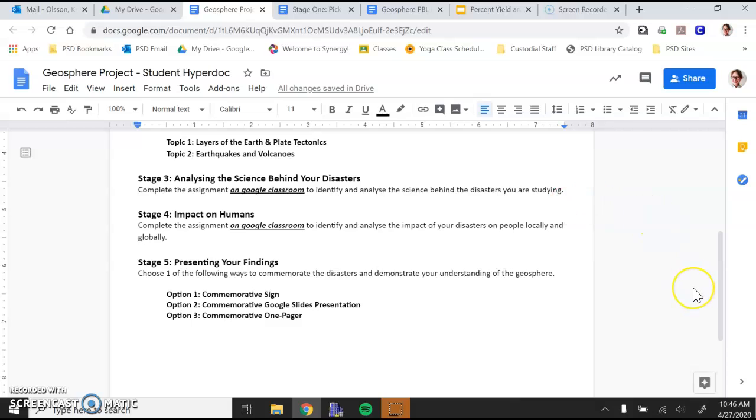The last part of this project, which you will have an entire week for, is to present your findings. So you'll choose one of the following ways to commemorate the disasters and demonstrate your understanding of the geosphere. We're going to use 3 formats that we've already used in this class. The first format is doing a commemorative sign. We did a commemorative sign for the severe weather events in the atmosphere. So that's familiar to us.